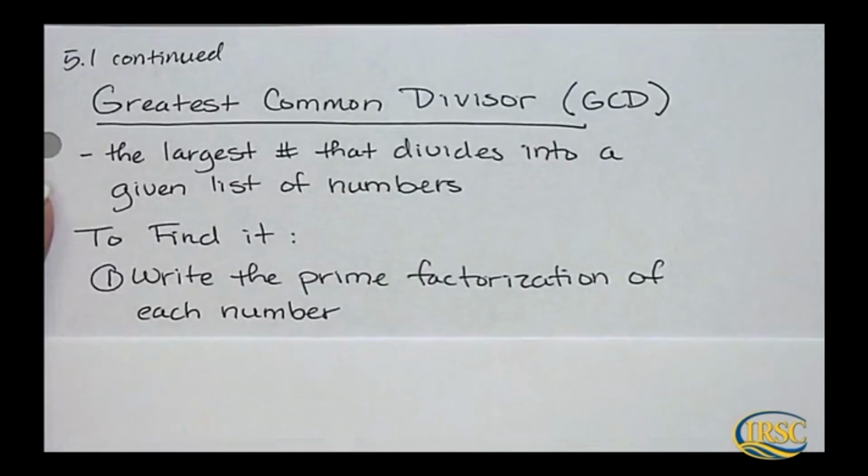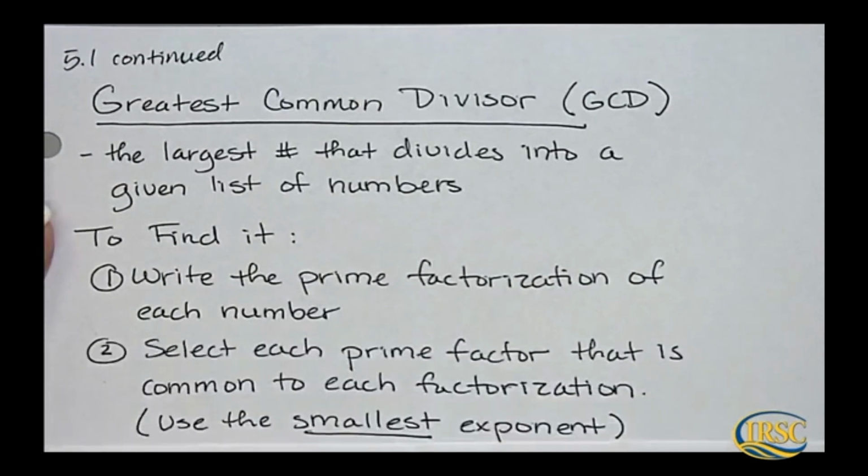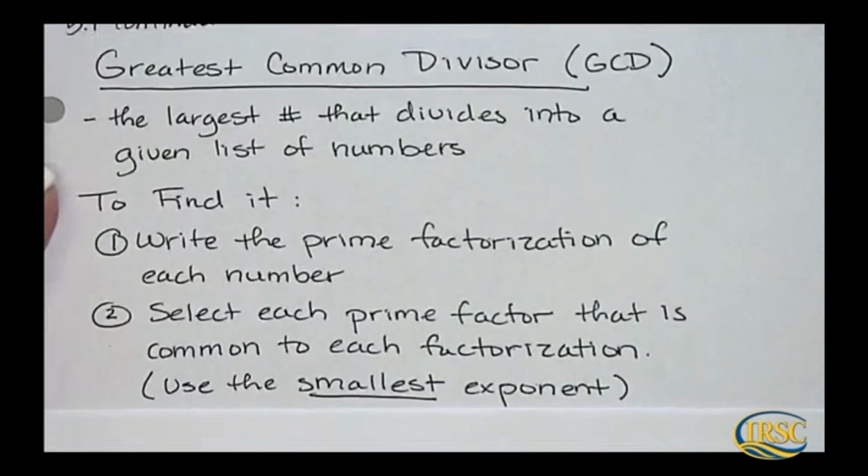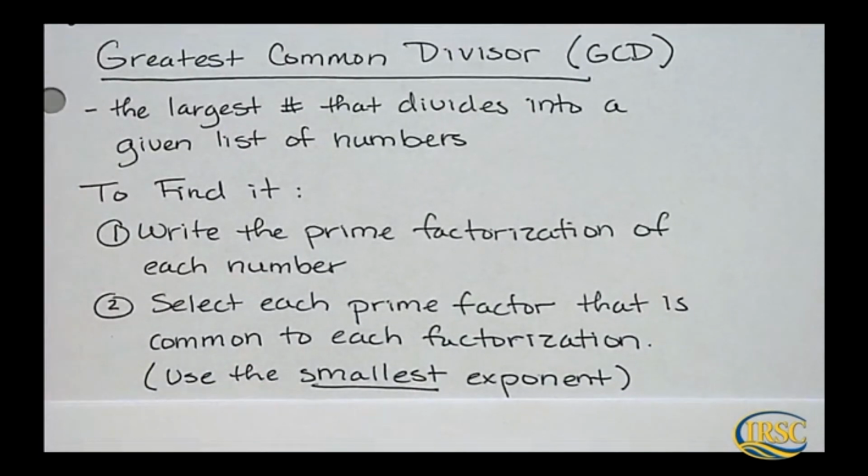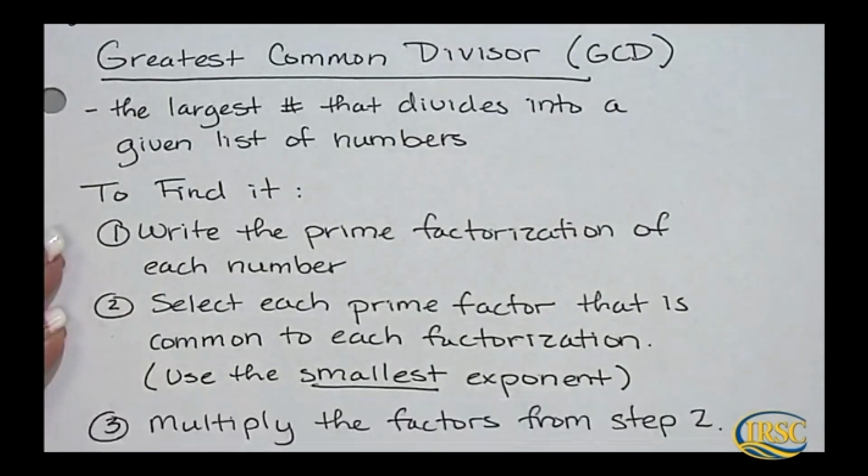So to find the GCD, and you'll learn that I'm a very step-by-step type teacher. I like to give you step 1, step 2, step 3. And there is more than one way to do these things, but I just like to give the most systematic way. The first thing that you can do is write the prime factorization of each number. And then select each prime factor that is common to each factorization. Use the smallest exponent. And then once you've done that, just multiply the factors from step 2.